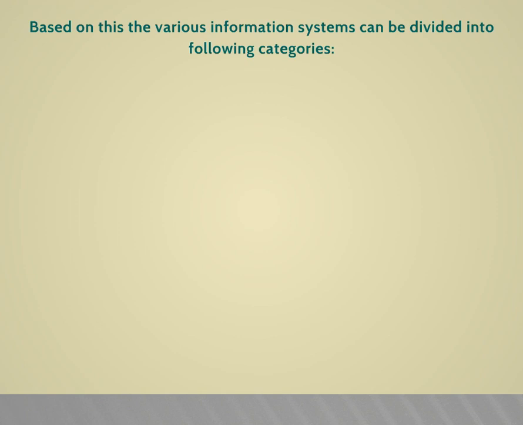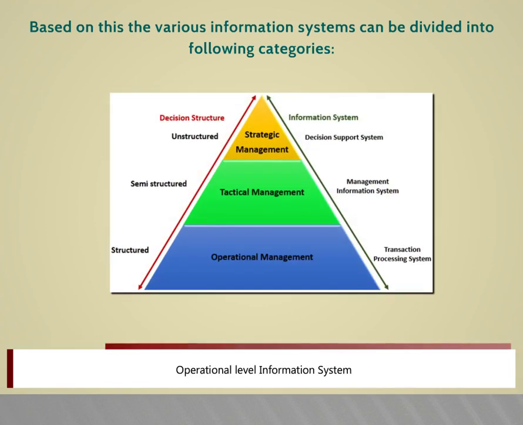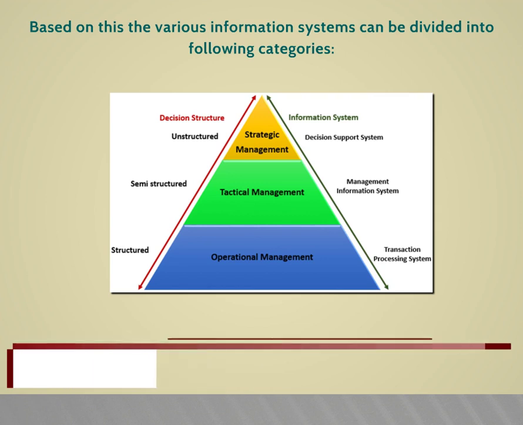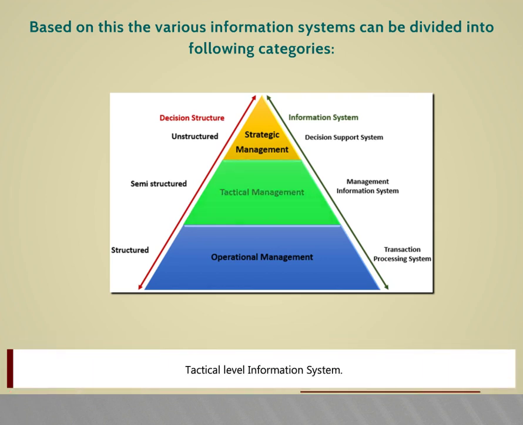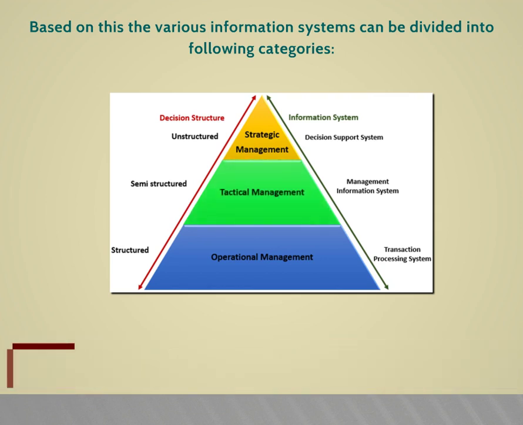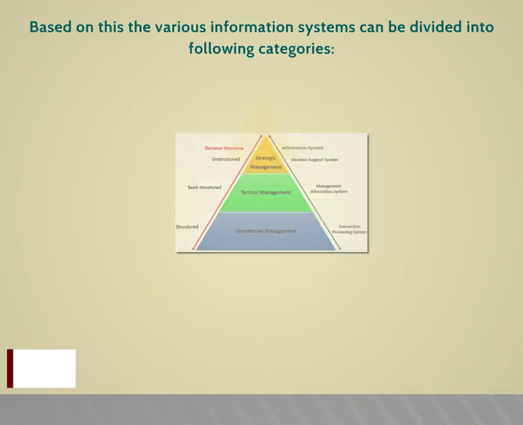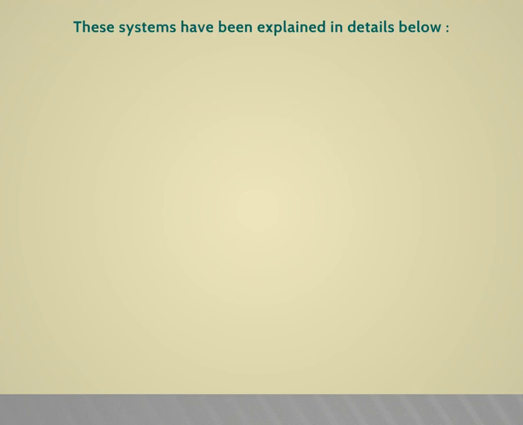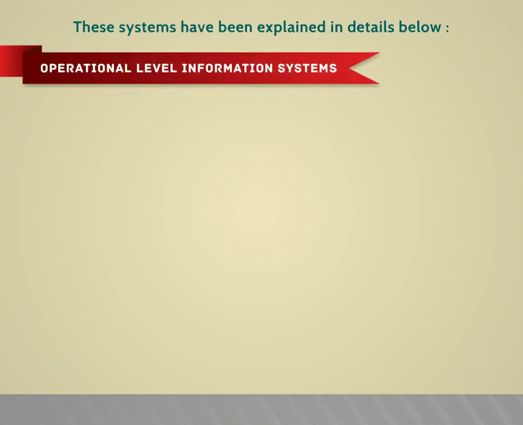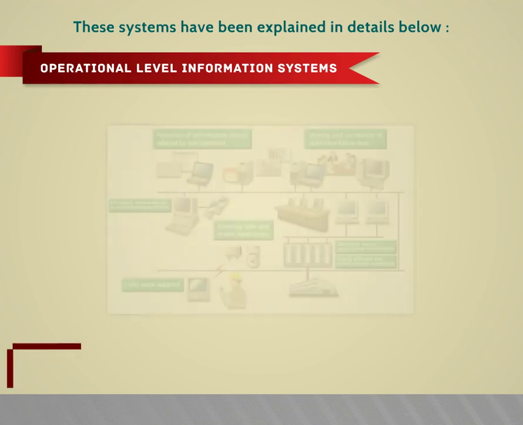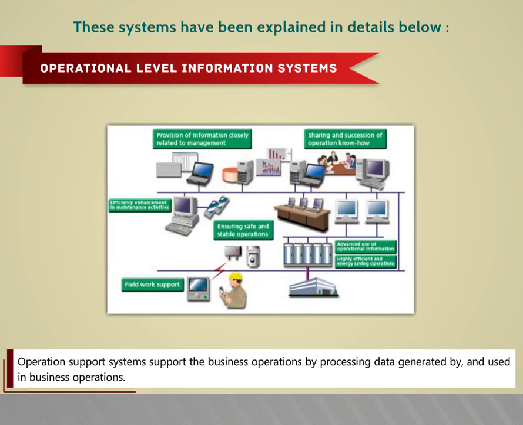Based on this, the various information systems can be divided into following categories: operational level information system, tactical level information system, strategic level information system. These systems have been explained in detail below. Operational level information systems. Operation support systems support the business operations by processing data generated by and used in business operations.